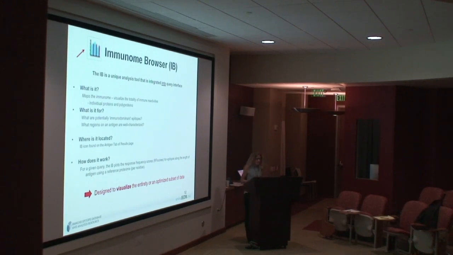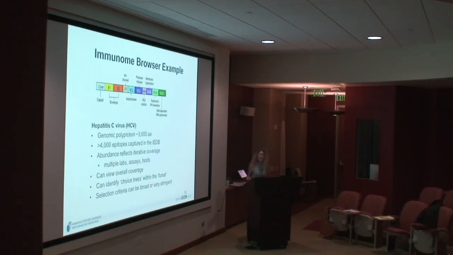And how does it work? For a given query that you run, it plots the response frequency score for the epitope along the entire length of the antigen. It does this per residue, and we use reference proteomes or reference proteins for that, and these are from NCBI. So you're not just mapping where the response is, you're mapping the relative prominence of that response, so how many times that residue was recognized by different hosts. So it's got meaning from an immunological standpoint.